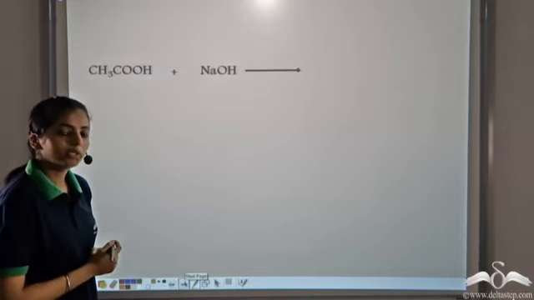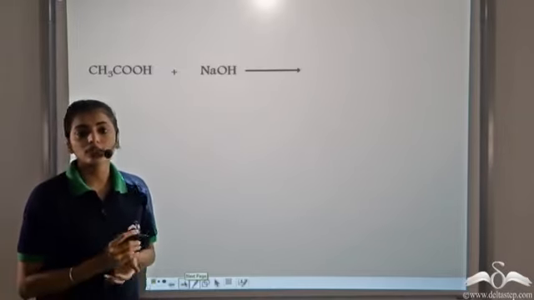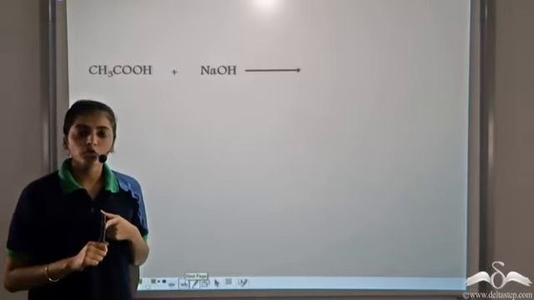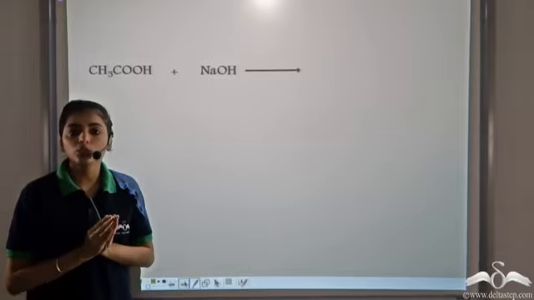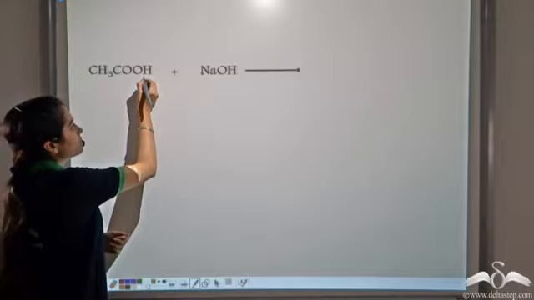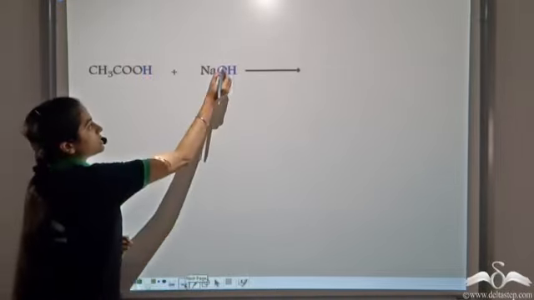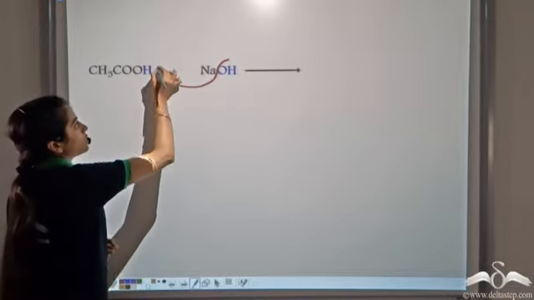Let's look at another example. In this case, instead of taking sodium, we have taken sodium hydroxide. Now I've told you before, wherever it's possible for water to escape, it tries to rush out. So in this case, we have hydrogen and OH, so it's easy for this water molecule to escape.